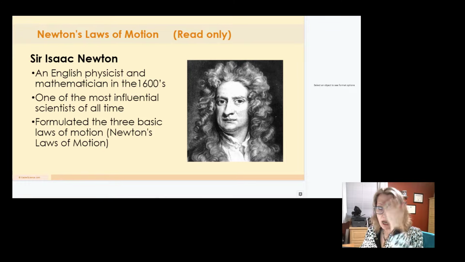So this is a read-only slide, but who is Isaac Newton? So you may have heard of him before. He's an English physicist and mathematician from the 1600s. You might know him as the person who sat under an apple tree, and when the apple fell on his head, he wanted to figure out why that happened, and so he came up with the law of gravitation. So anyways, he was one of the most influential scientists of all time, and he's the one that came up with the idea that all things move because of 3 different fundamental ideas. So, Newton's 3 laws of motion.